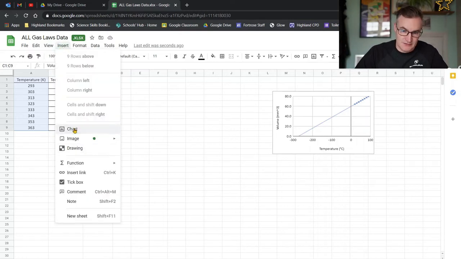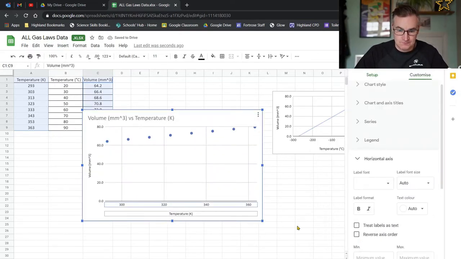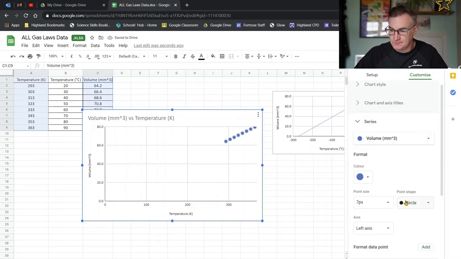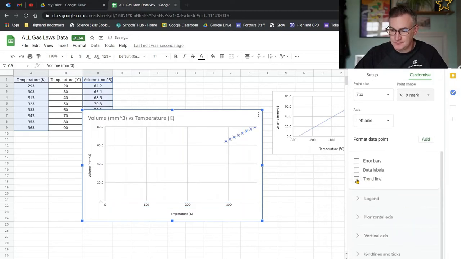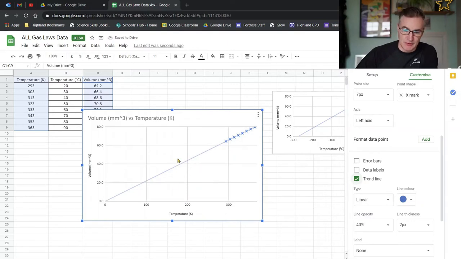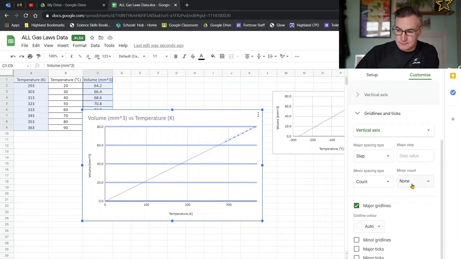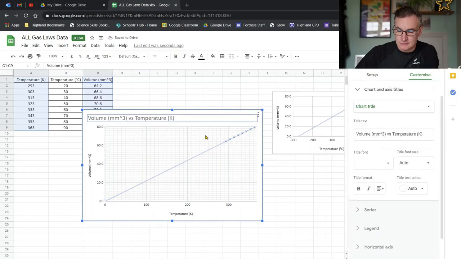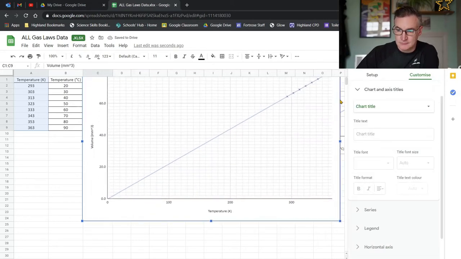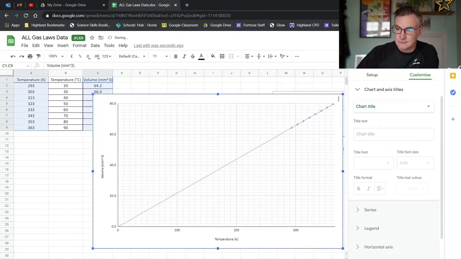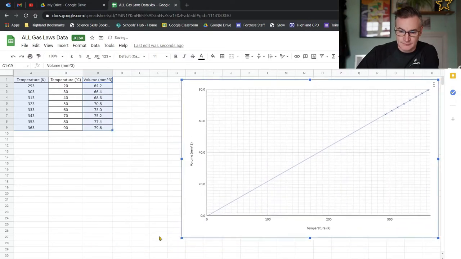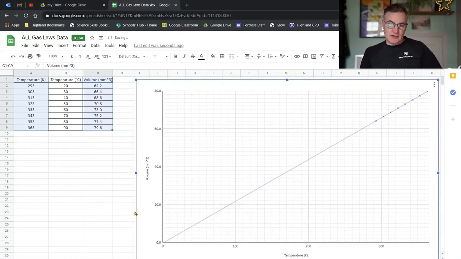And we can insert a new graph. That looks pretty good there. Okay, so that is our graph for Charles's law.